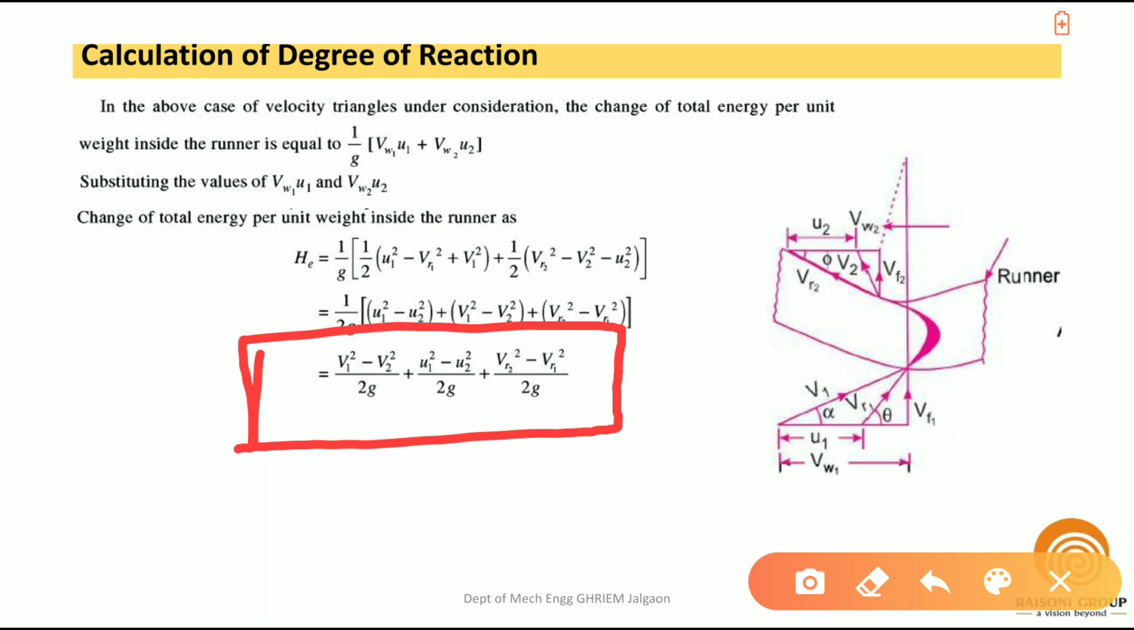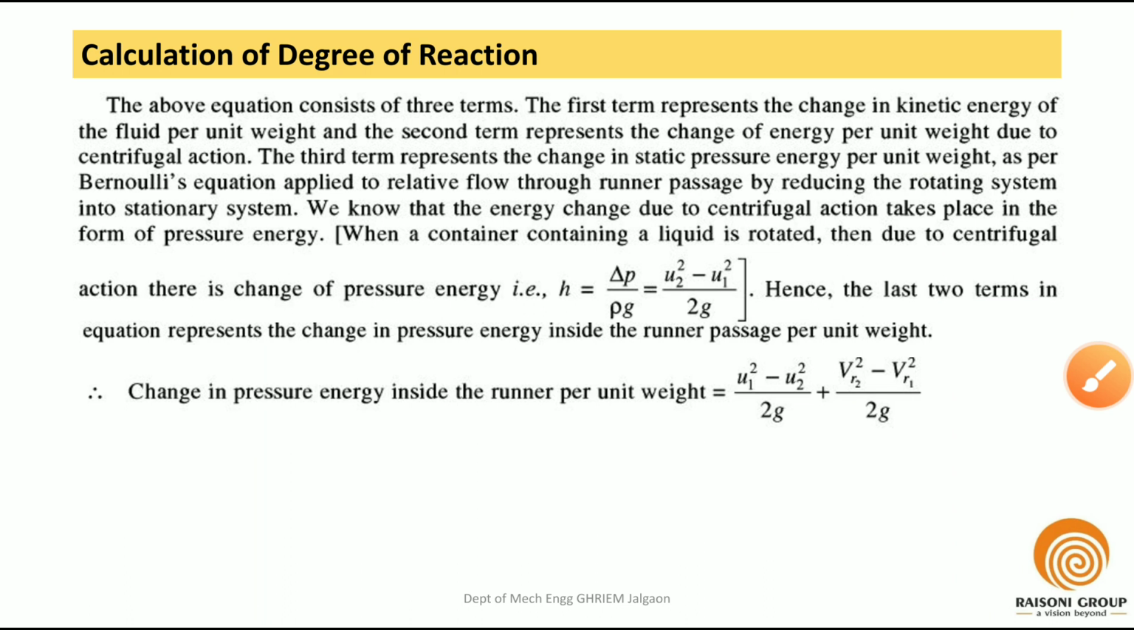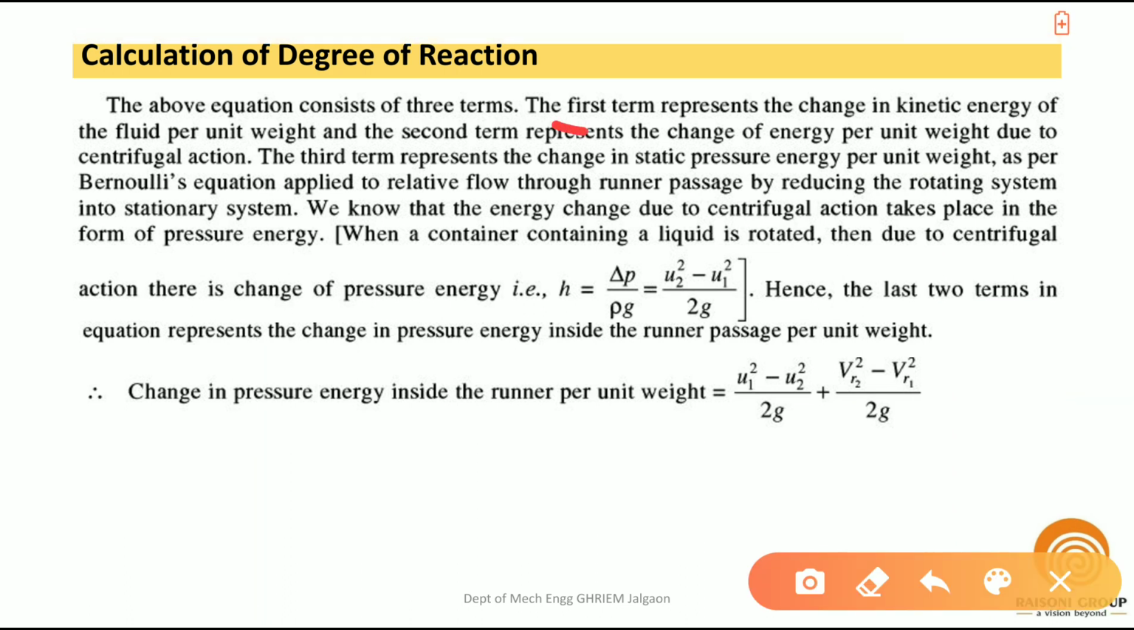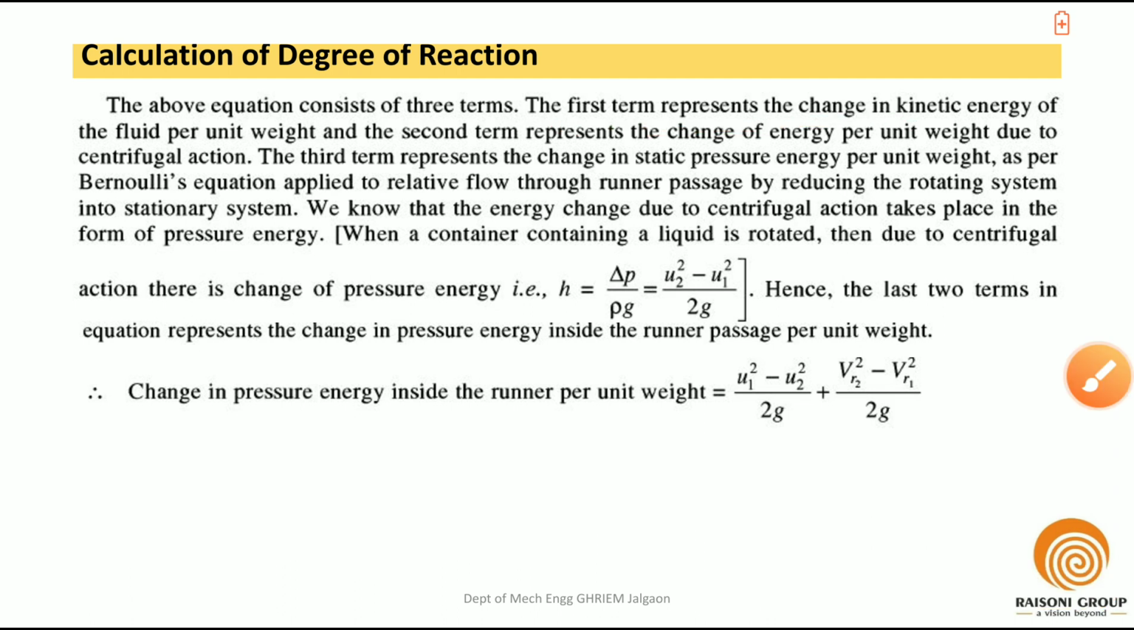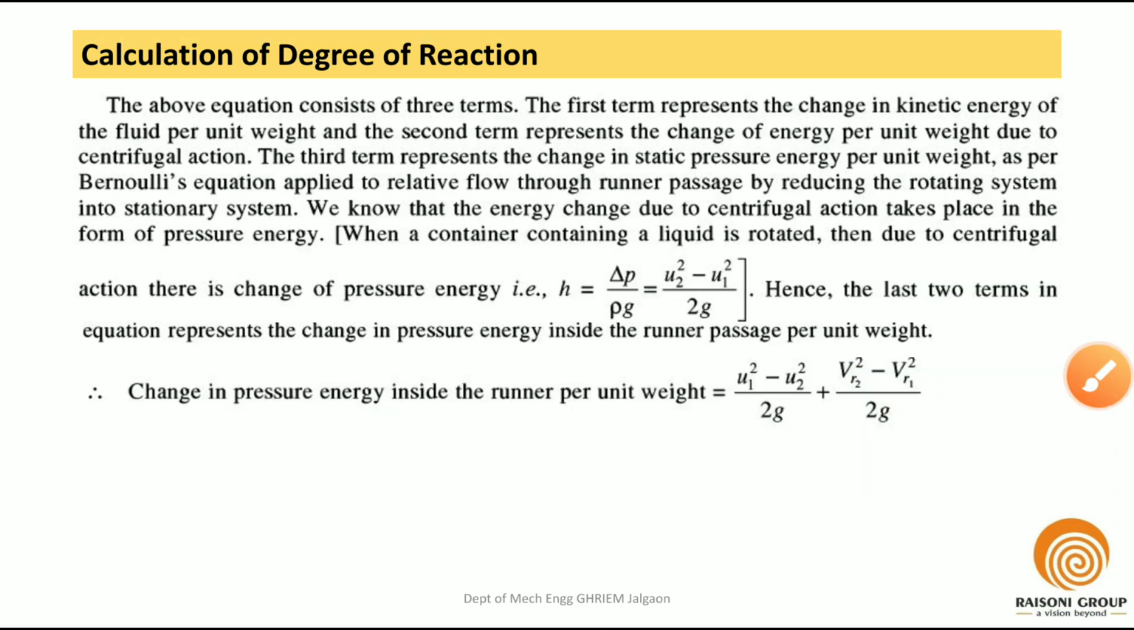So basically this change of total energy per unit weight inside the runner is the summation of these three terms. What do these three terms represent? The first term, V1 square minus V2 square divided by 2g, represents the change of kinetic energy of the fluid per unit weight.